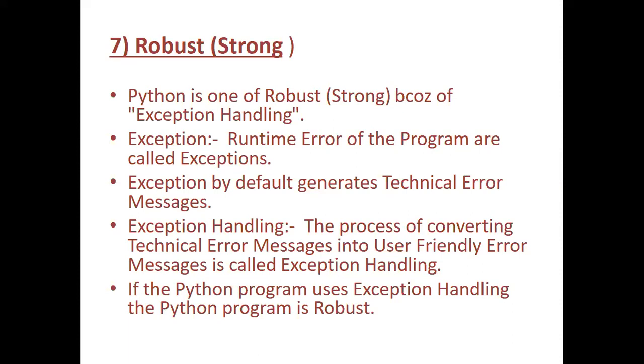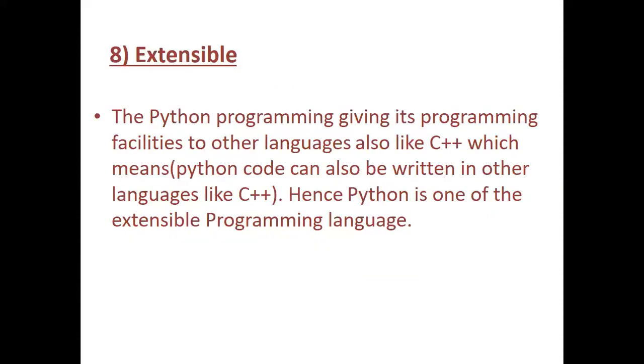Now, what is exception handling? The process of converting technical error messages into user-friendly error messages is called exception handling. Okay, so if the Python program uses exception handling, the Python program is robust. Clear? Let's go ahead.